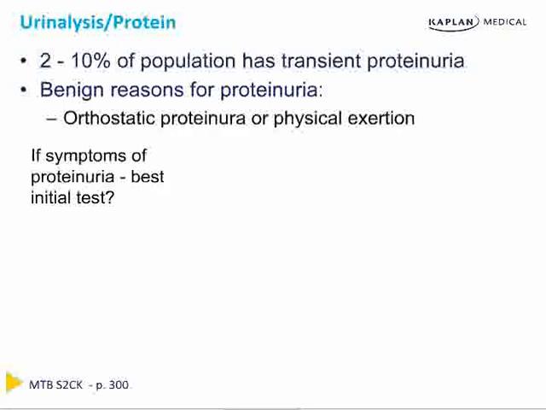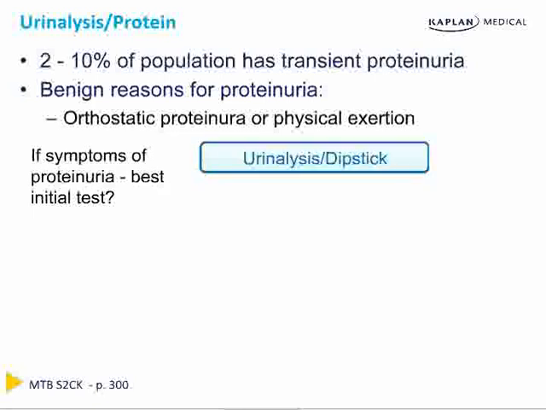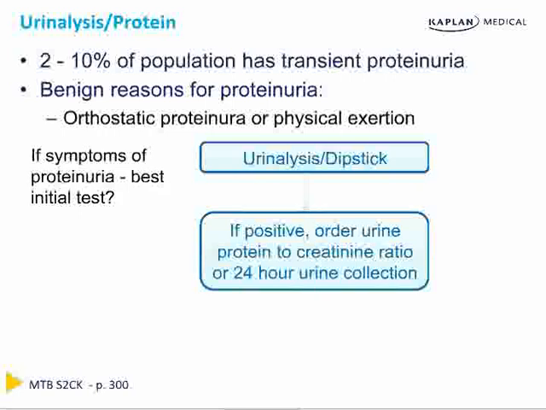So let's think about test day. If we're presented with a patient who has symptoms of proteinuria, what is the best initial test? The answer here is either urinalysis or a dipstick, the same test we've been talking about for the past couple slides. So what do we do if that's positive?